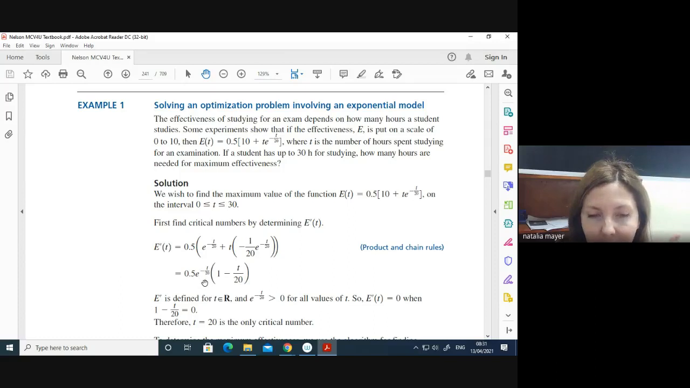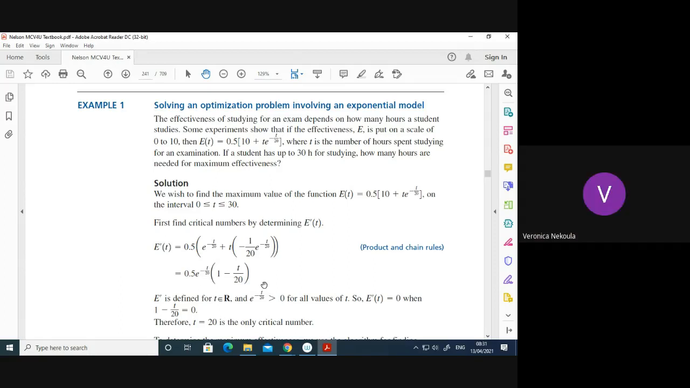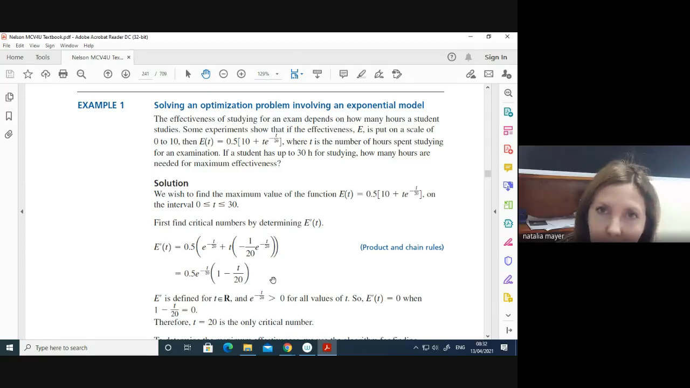Why? I hope you remember. So if all of this is equal to 0, then which mini equation should we consider only and why? 1 minus t over 20 equals 0. Equals 0, right? This is the mini equation we should consider. Why can we skip, or like we don't skip, but we say that there is no solution. So e to the power of negative t over 20 equals 0. Why is there no solution for this equation?